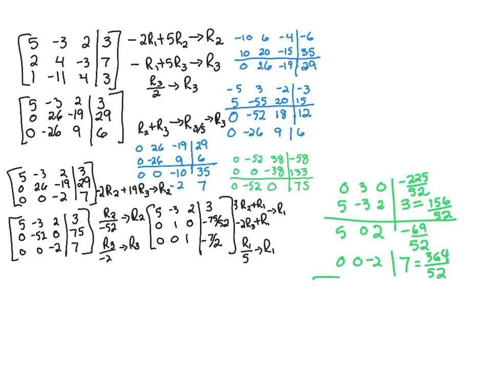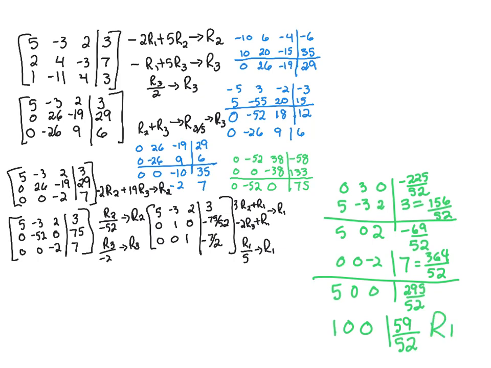And I'm combining it with what I just did, okay? So 5 and 0, 0 and 0, -2 and +2, and now 364 minus 69 is going to give me 295 over 52. So I'm going to now divide that by 5. So 395 divided by 5 is 59, 395, sorry, over 52. That's my new row 1.